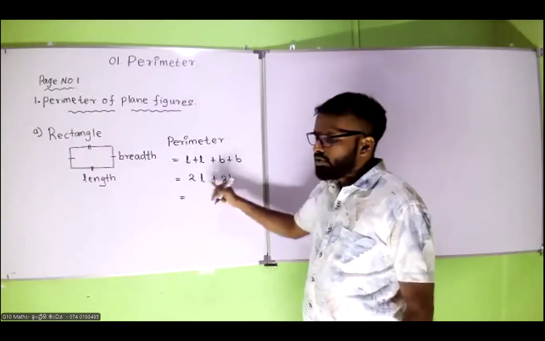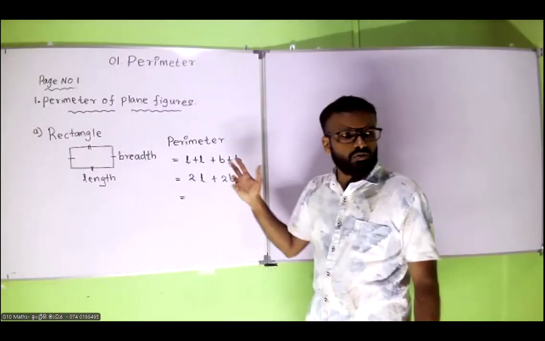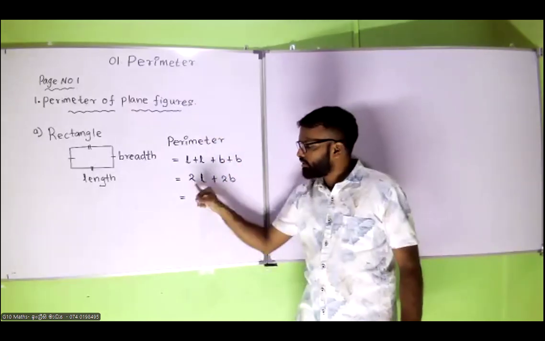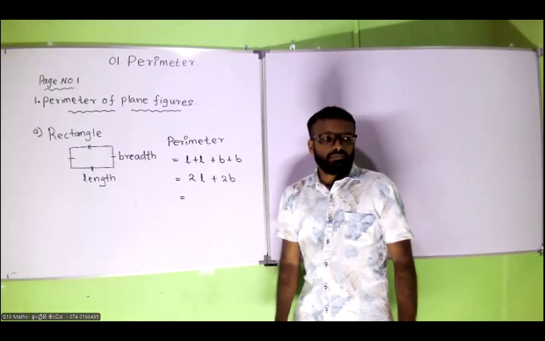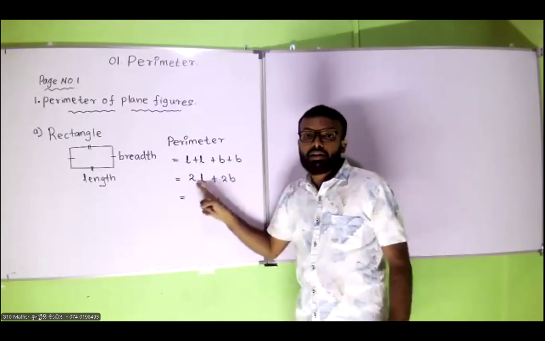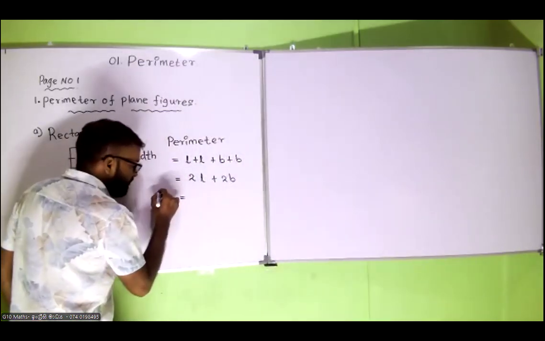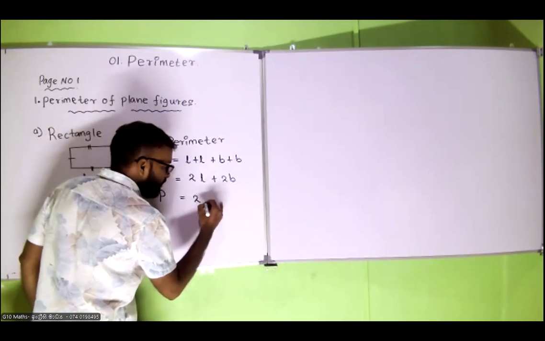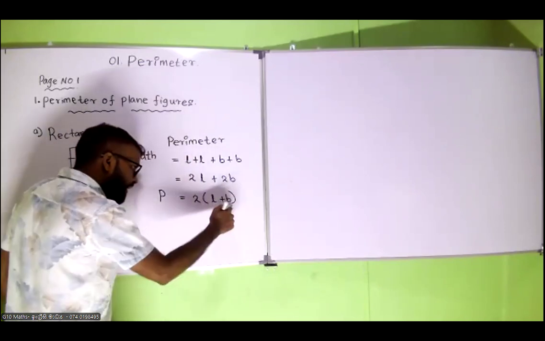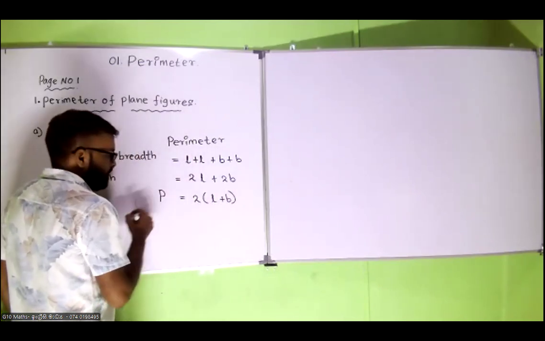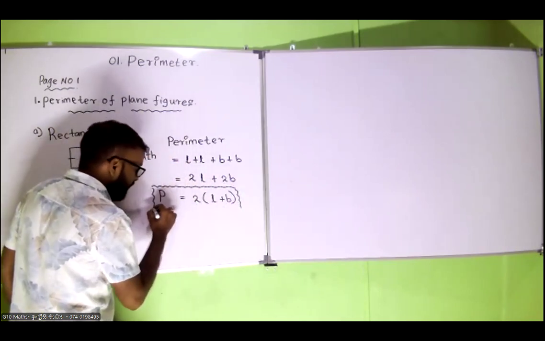Now, can you simplify this furthermore? Is it the end of the answer or can you simplify this furthermore? Yes, super. You can take the common term 2 out of a bracket. So the final answer: perimeter equals 2 times (L plus B). You can directly remember this one, for the perimeter of a rectangle.